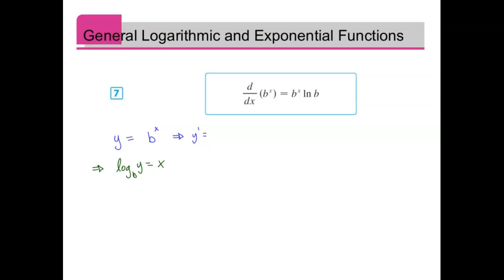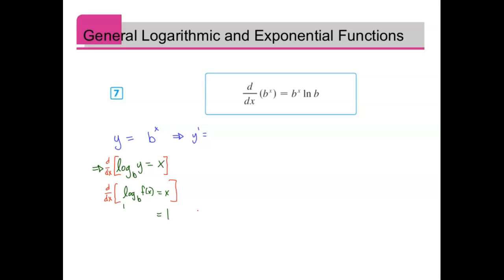And then basically I'm going to do implicit differentiation here. So I'm going to take the derivative of both sides of this. Now, to do that, we want to replace y with f of x. So I'll have log base b of f of x equals x. And then I'll differentiate both sides. The right-hand side is just going to be 1. The left-hand side, I would use the chain rule.